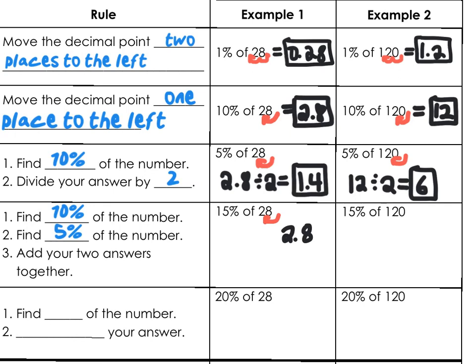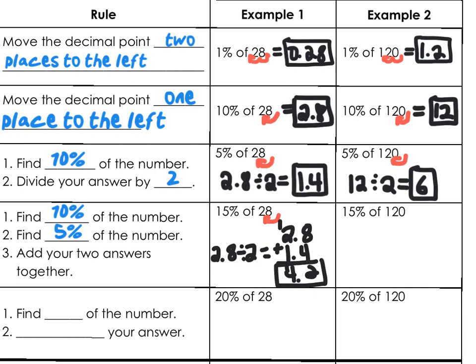Okay, and then we're going to divide it by 2. So in my work here, I'm just going to write 2.8 divided by 2. Okay, that's going to equal 1.4. And then you add these 2 together. So you get 4.2. That's 15% of 28.